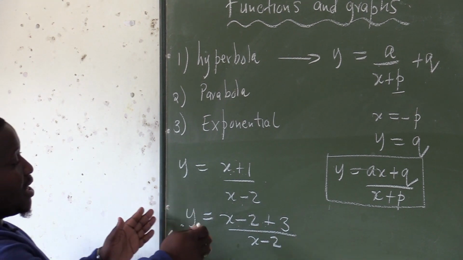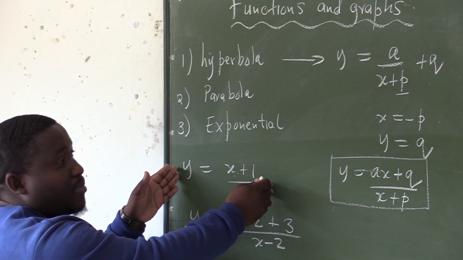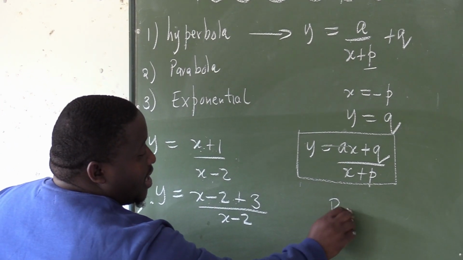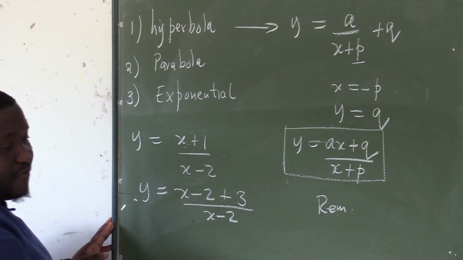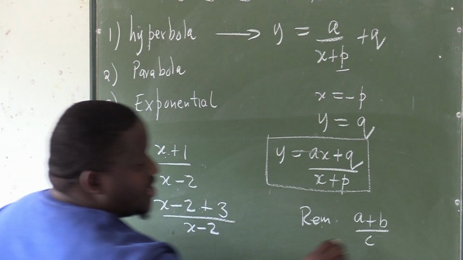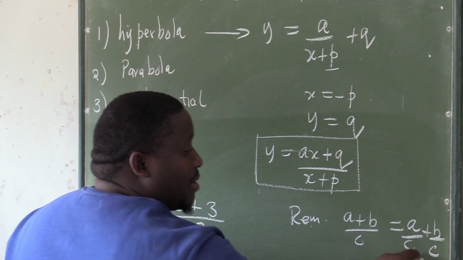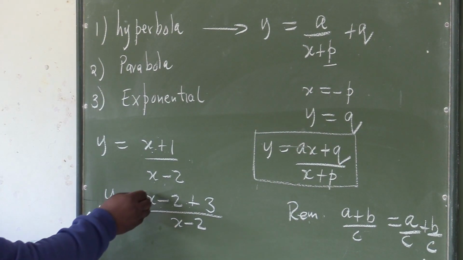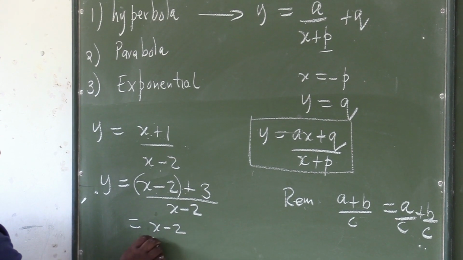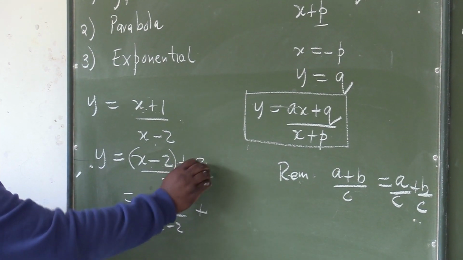Remember, what we are trying to do here, we are trying to convert this graph in this form back to that form. Now, let's see what is happening. Remember, in mathematics, we know that if I have a plus b over c, I can say this is the same as a all over c plus b all over c. Now, let's apply the very same principle here. I'm going to group this x minus 2, then I'm going to say this will be x minus 2 divided by x minus 2. I'm applying this principle now. Plus, this is a plus 3.